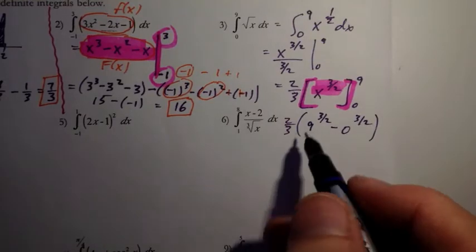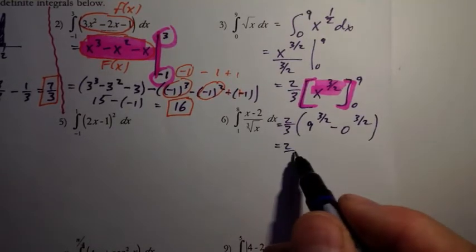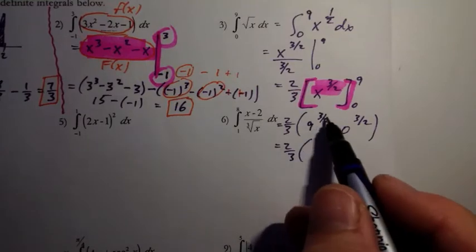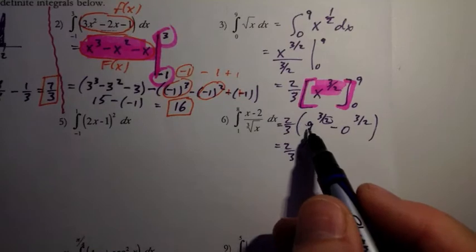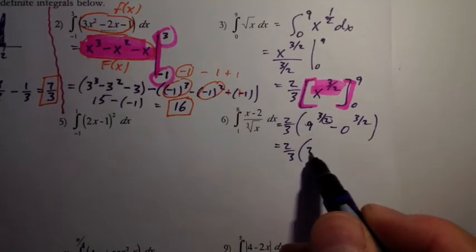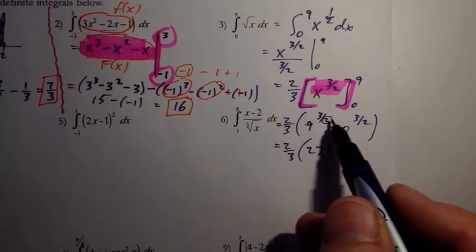0 to anything is just 0. So this is equal to, and then equal here, 2/3 times. What's 9 to the 3 halves? Well, it's the square root of 9, which is 3, to the 3rd power, which is 27. So 9 to the 3 halves is 27.